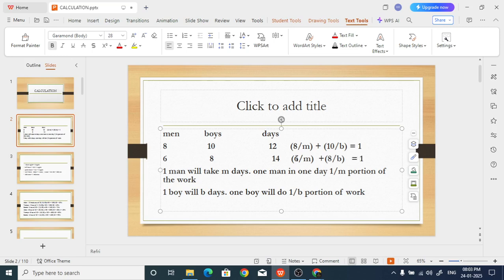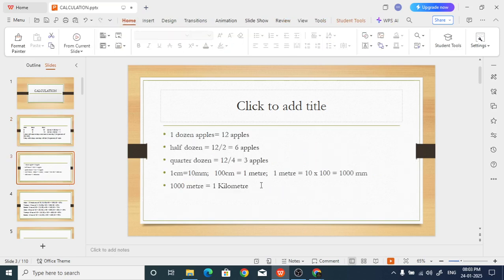From this, can you find m and b? We want only m. You solve it. 8 by m plus 10 by b equals 1, and 6 by m plus 8 by b is equal to 1. How do we solve this? I'll solve it for you.